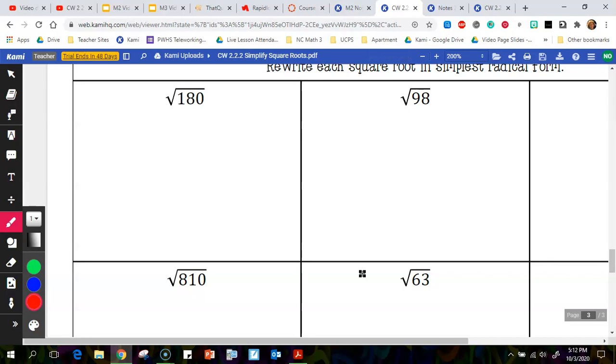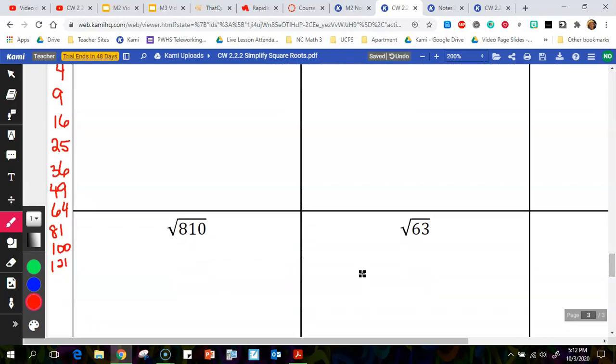So when you have a square root and you have a number that's not a perfect square, let's just list our perfect squares over here. 1 times 1 is 1. 2 times 2 is 4. 3 times 3 is 9. 16, 25, 36, 49, 64, 81, 100. And then 11 times 11, and then 12 times 12. I always like to go up to at least 12 times 12.